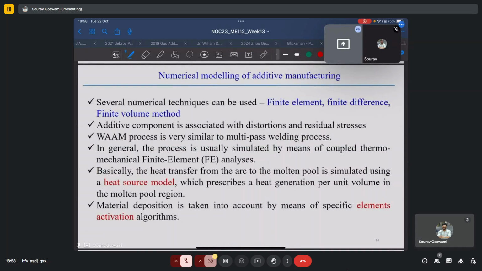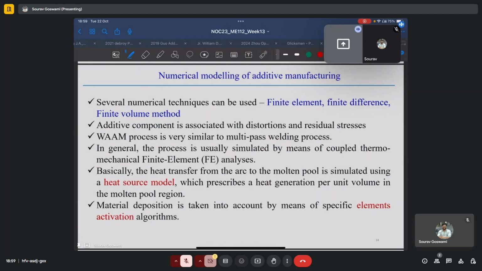Now, for the modeling of AM processes themselves, several numerical techniques have been used, including the finite differences method, finite element method, and finite volume method. And these are also the methods which are implemented in almost all the well-known CAE packages, be it ANSYS, Abaqus, or any other.